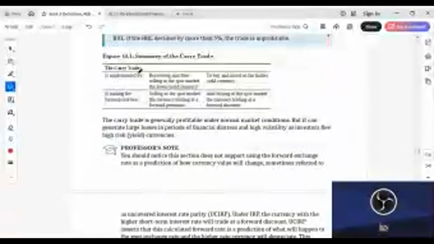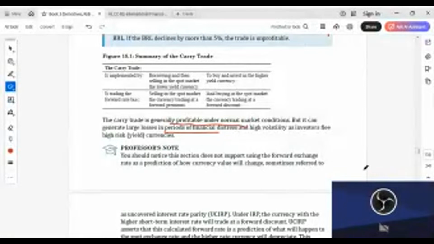This is just the summary, and it is generally profitable under normal market conditions. If there is a period of financial distress, it can generate large losses.